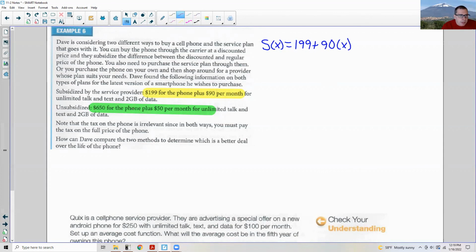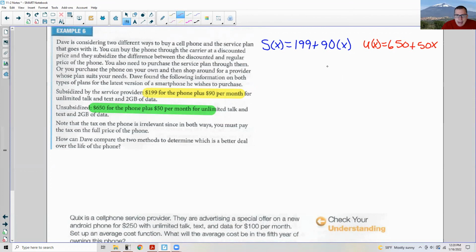The second one is going to be the unsubsidized. So let's call that U of X. So the unsubsidized is going to be $650 for the phone plus $50 per month. So there are our two equations. They'd both be linear. Okay, but we're not talking about monthly cost because the cost can change every month.